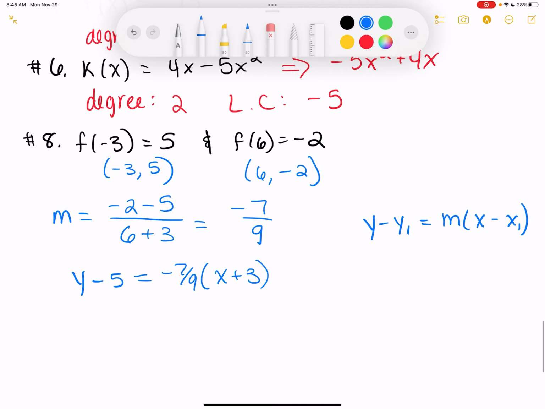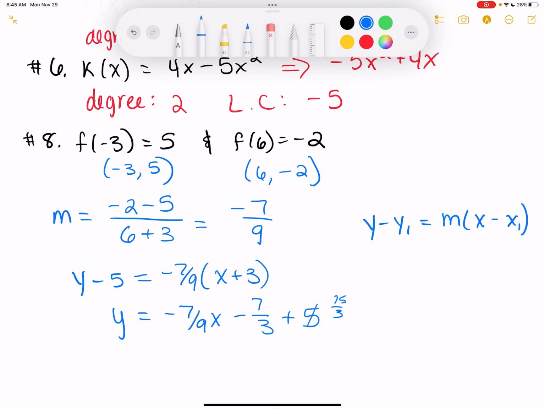And then you just need to multiply that out. So y is equal to -7/9 x minus, this is going to give me, the 9 and the 3 are going to cancel, so that's going to give me -7/3. And then plus 5, okay, which I can rewrite as 15 over 3. Okay, so I have a common denominator. Okay, do we understand that?